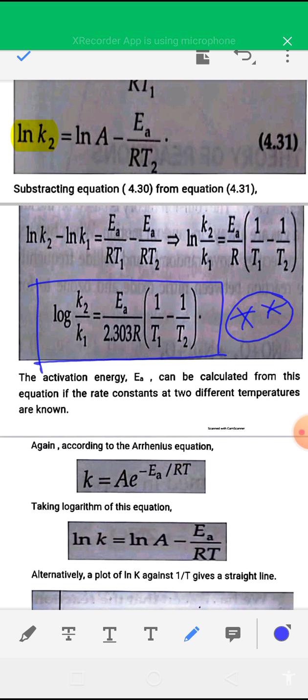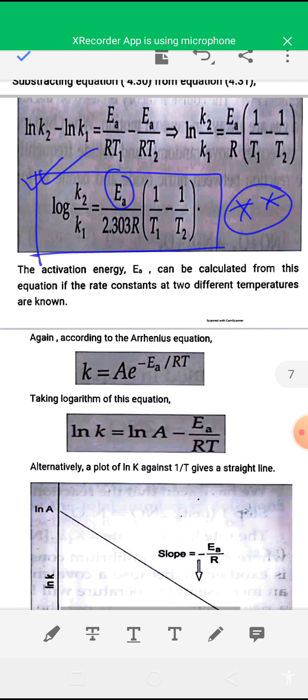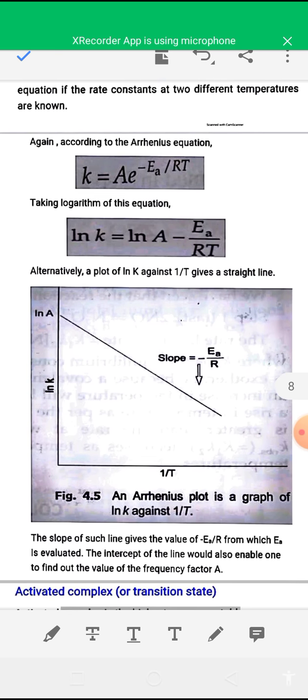This relation shows the relation between two different temperatures and the rate constants at those temperatures. Using this equation, you can calculate the activation energy of the reaction, or you can calculate the rate constant at temperature T2. It is a very important equation, and you have to solve some numerical problems. Now again, rearrange.